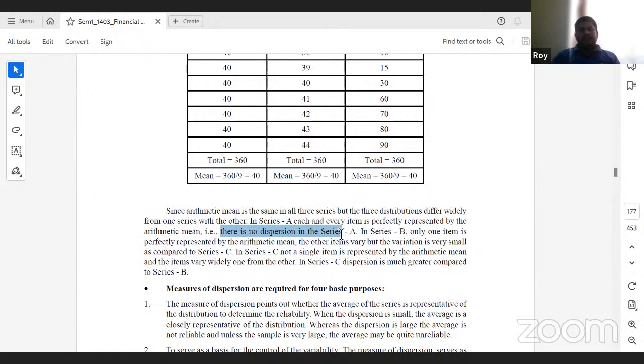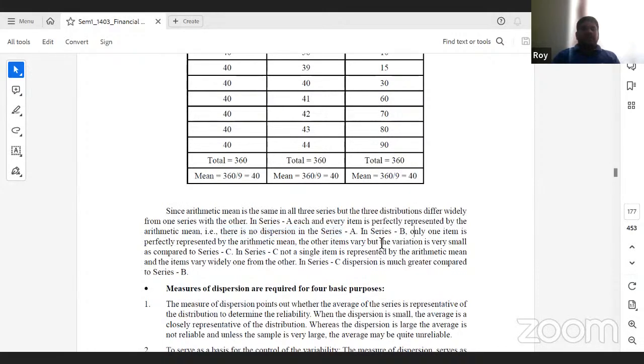Hello, are you understanding this? Is there any dispersion in that? Dispersion means, what is another meaning for dispersion? What is another meaning for dispersion? Excuse me, are you all there? Variation, okay? There is not much variation in that.